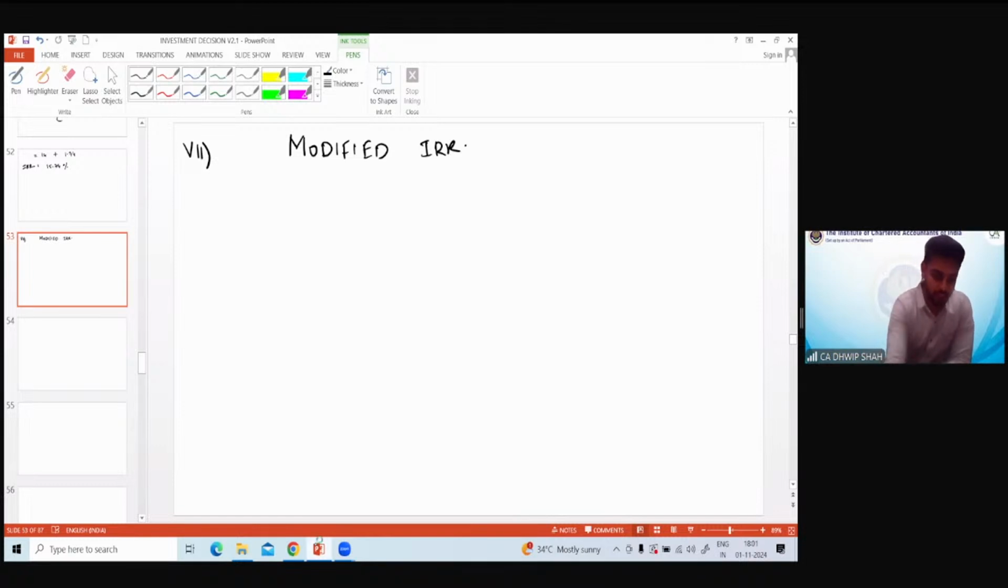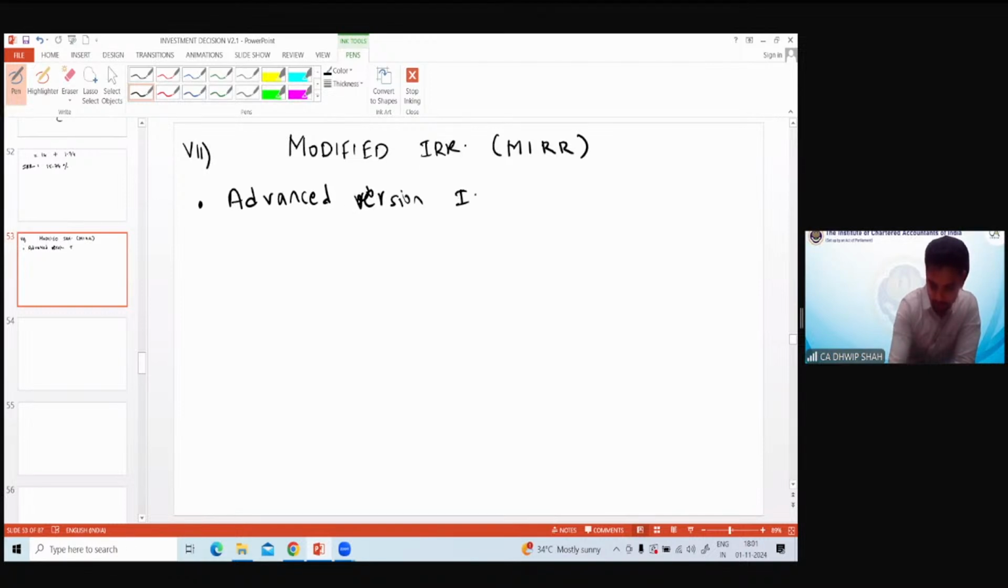What is the name of this technique? Modified IRR. And in short terminology, it is written as MIRR. First of all, it is an advanced version of IRR. See, the normal NPV technique and the normal IRR technique have one inbuilt assumption. Each technique has one inbuilt assumption.